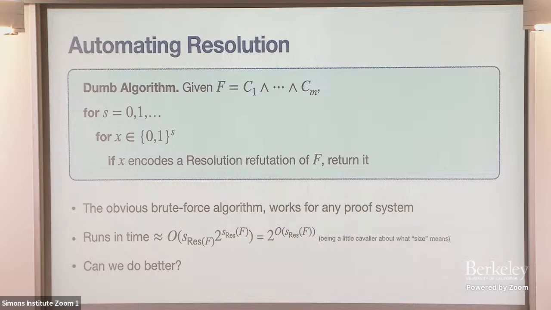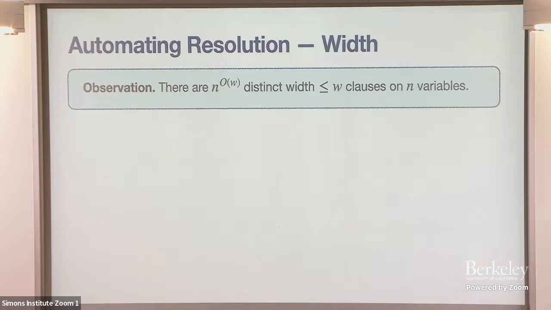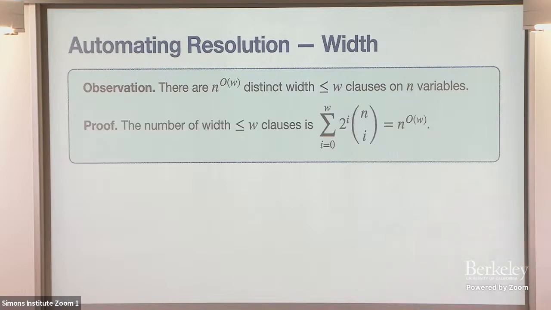The way that we can do better is by using the following observation. Instead of just looking at the length of the proof, we're going to look at the width of the largest clause inside the proof. So here's a really obvious observation, I guess. If I have n variables and I count up the number of clauses of width at most w, well, how many are there? There's going to be something like n to the order w, right? A proof of this is right here. The number of width w clauses is exactly this expression right here. I choose i variables to go in my clause, and I have to give them all signs. That's 2 to the i times n choose i.